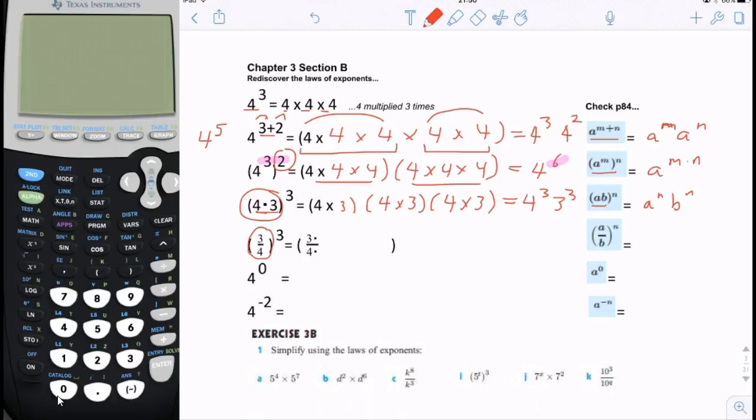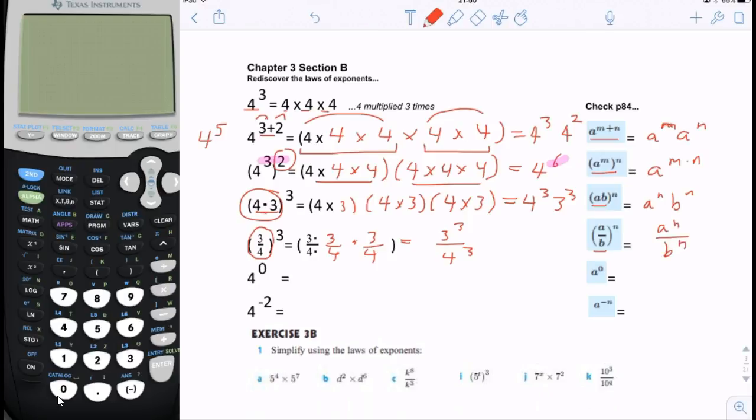3/4 quantity cubed is equal to 3/4 times 3/4 times 3/4. Okay, which is equal to 3 cubed over 4 cubed. So a over b quantity to the n is equal to a to the n divided by b to the n.